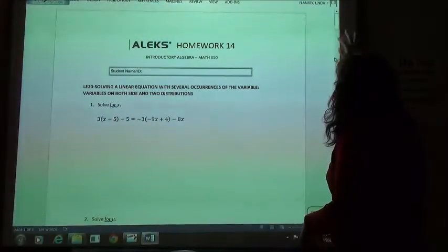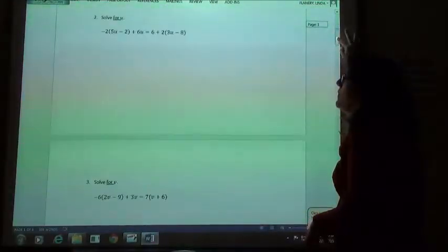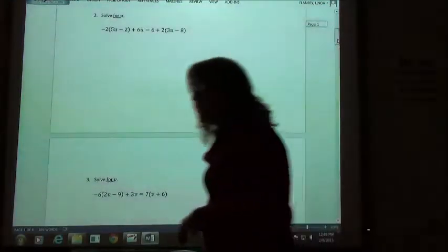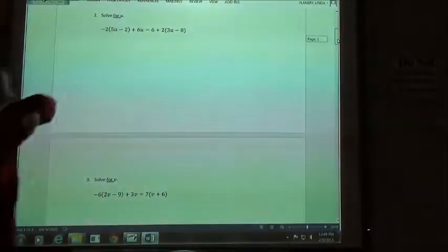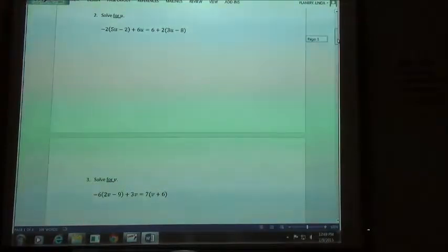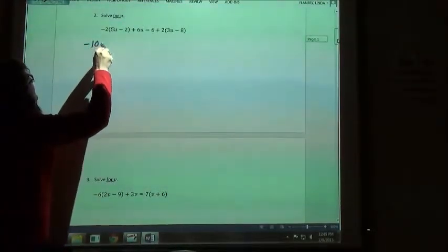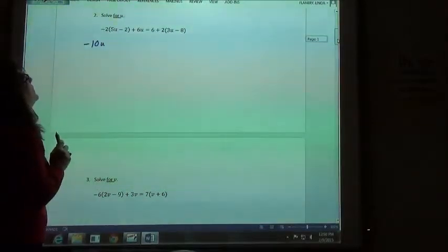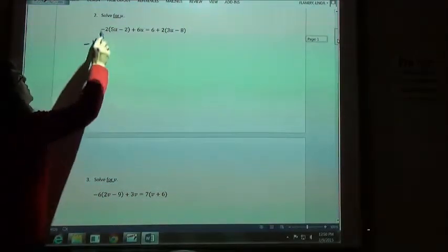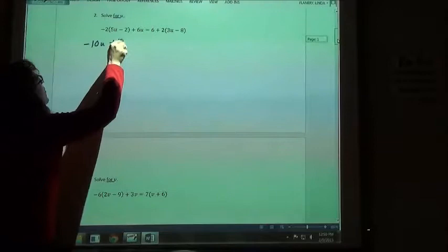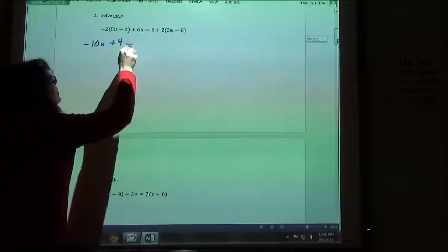All right, so now we're going to do the next one. First thing we're going to do is our distributive property. So we're going to do the left side first. Multiply that out. What are you going to get? Negative 10u. And plus 4. Negative times a negative is a positive 4. And then we just bring down that plus 6u.